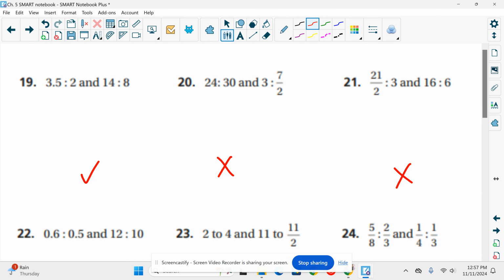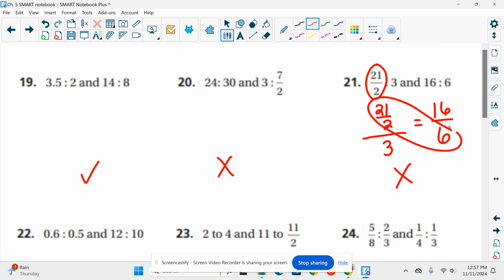These with fractions, you got to be careful. This whole fraction is the numerator. So it's 21 over 2 over 3, and 16 over 6. So you're doing 6 times 21 halves, which gives you 63. And then 3 times 16, which gives me 48.